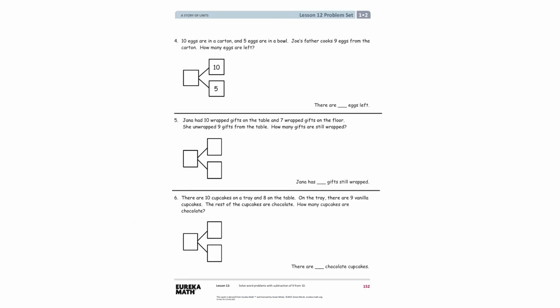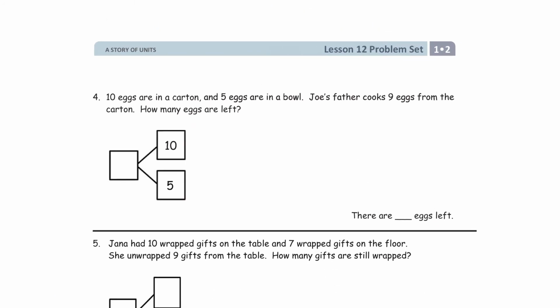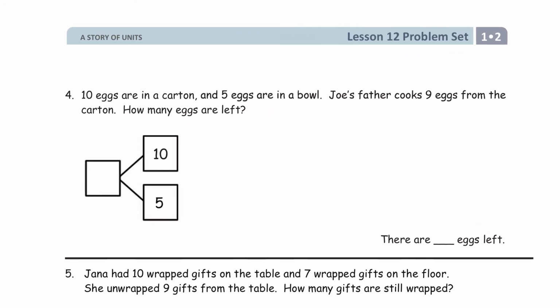All right, welcome back, boys and girls. Let's take a look at our second page here. So on number 4, it says 10 eggs are in a carton and 5 eggs are in a bowl. Joe's father cooks 9 eggs from the carton. How many eggs are left? Well, let's see here. There's our 10 eggs in the carton. So we have our 10 eggs in the carton and 5 eggs in the bowl.